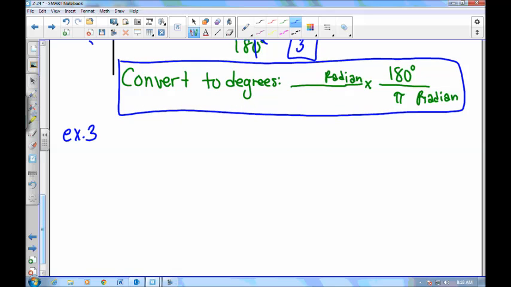So if I gave you the radian 7 pi/6, convert 7 pi over 6 to degrees.